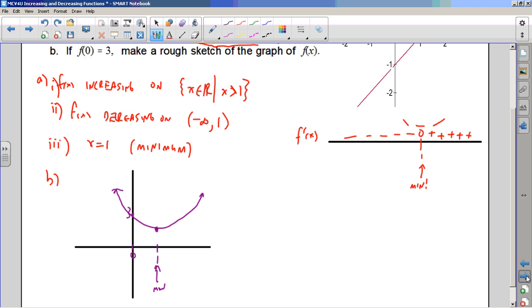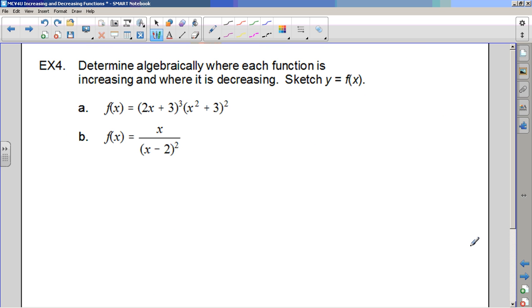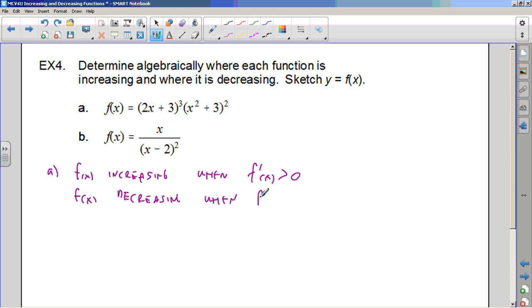Let's try the... Is this the last example? I think this is the last. This is where the good stuff happens, by the way. Determine algebraically where each function is increasing and where it is decreasing. All this graph stuff was to set up this, by the way. So remember, f of x is increasing when the first derivative is positive, and decreasing when the first derivative is negative.